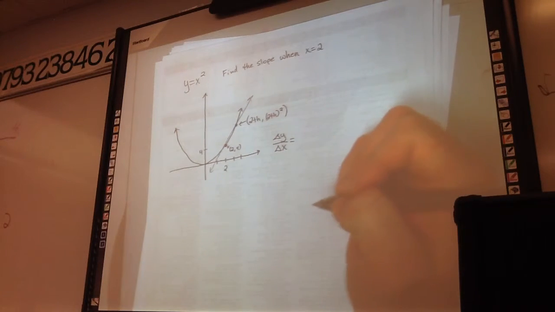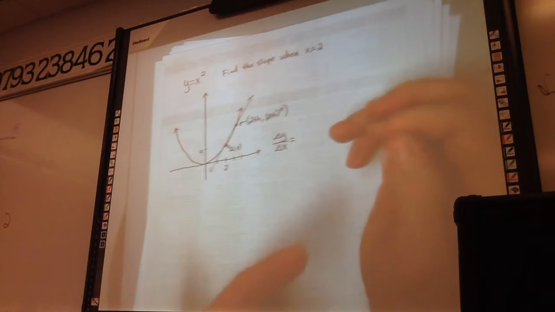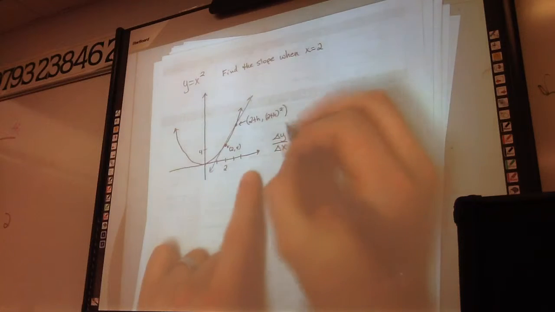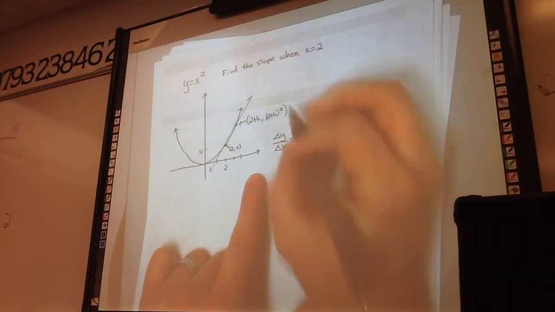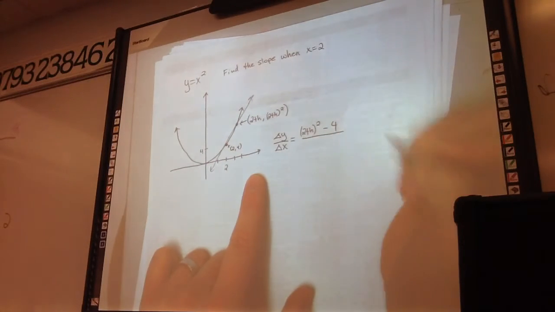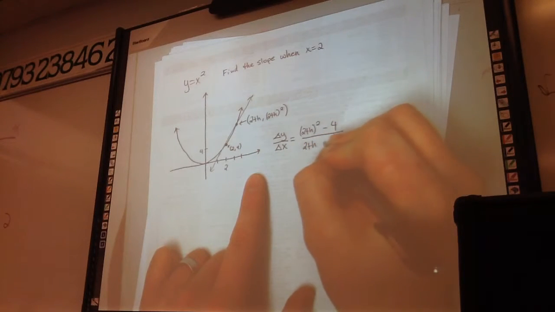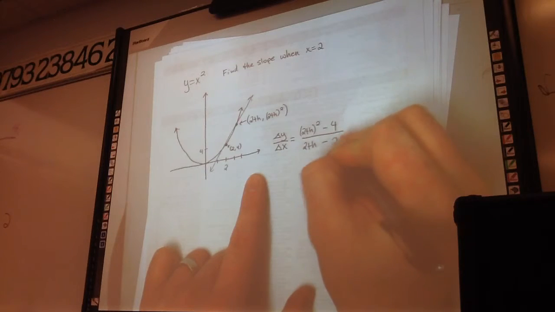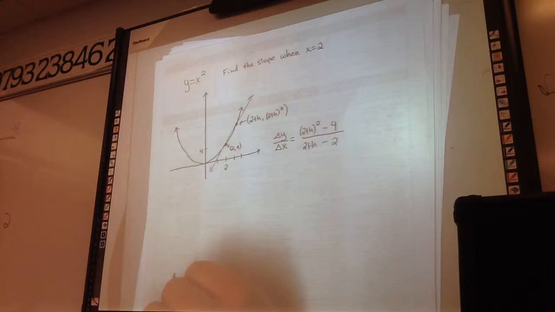Change in y over change in x: y minus y over x minus x, right? So we're going to take (2 plus h) squared minus 4, over (2 plus h) minus 2. Are you telling me that (2 plus h) squared is 4 plus h squared? No, there's an h in there. I don't know how to do that.